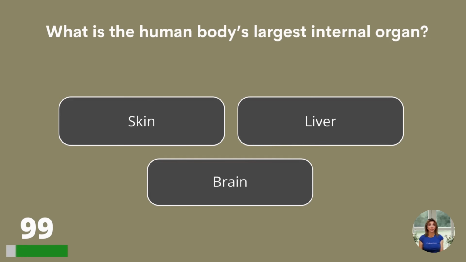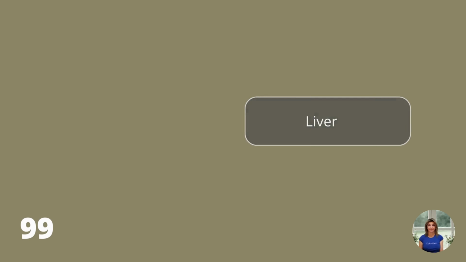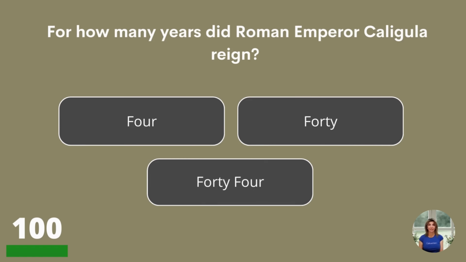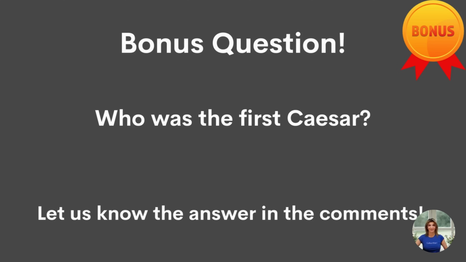What is the human body's largest internal organ? Skin, liver, or brain? The liver. Last question. For how many years did Roman Emperor Caligula reign? 4, 40, or 44? Four.